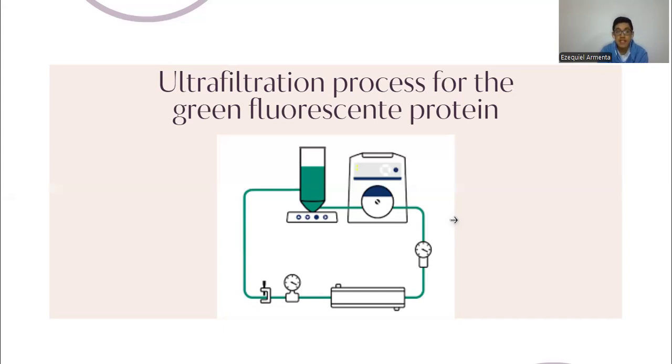We can use a tangential flow filtration system to extract the GFP, and after this, we just need to collect the retentate. One thing that must be considered is that the entire process should be carried out at controlled temperature and pH so that GFP maintains integrity.